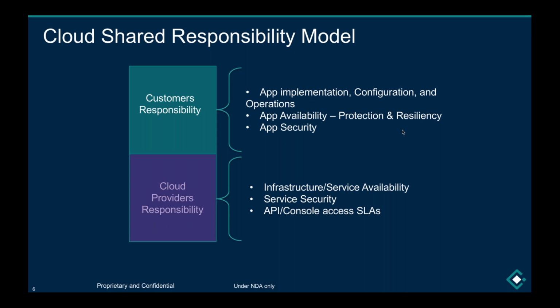Application availability is a less understood situation with enterprises that have moved to the cloud. Application availability is your responsibility, meaning protection, resiliency, all of that. Application security is your responsibility, right? So it's a clearly defined shared responsibility model that used to be kind of difficult to educate 5 years ago. Now it's all becoming a very well understood concept.